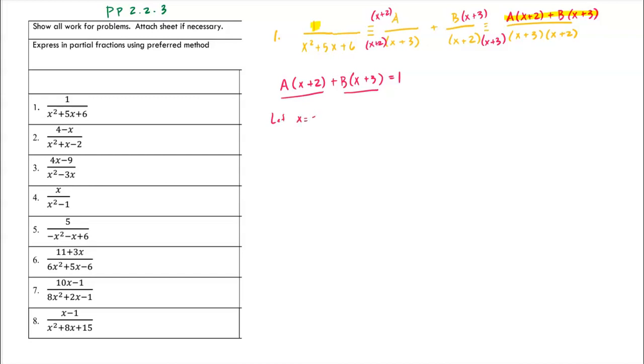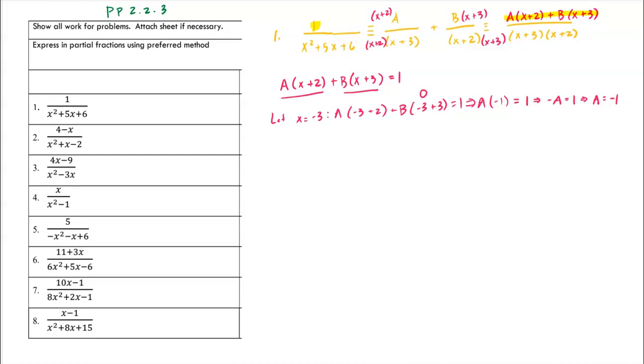x equal -3. Then we're going to have A times (-3 plus 2) plus B times (-3 plus 3) equals 1. And this implies that A times -1 plus 0 times B, which is 0, is equal to 1. So that means -A equals 1, which implies A equals -1.